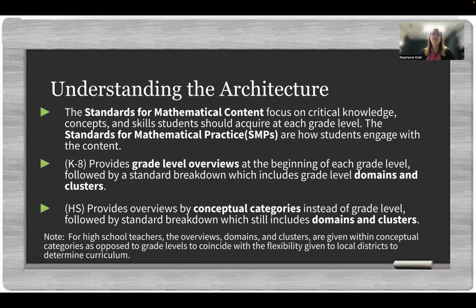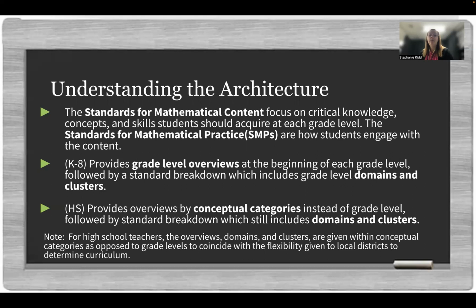To understand the architecture of the standards, we need to know that the standards for math content focus on critical knowledge, concepts, and skills students need to acquire at each grade level. We also need to understand the standards for math practices, which allow our students to engage in the math content. In K through 8, we look at the grade level overviews at the beginning of each grade level. These focus on the standards breakdown and include grade level domains and clusters.